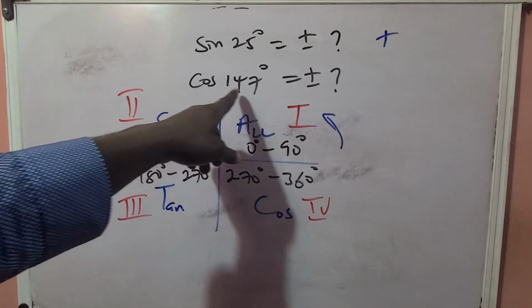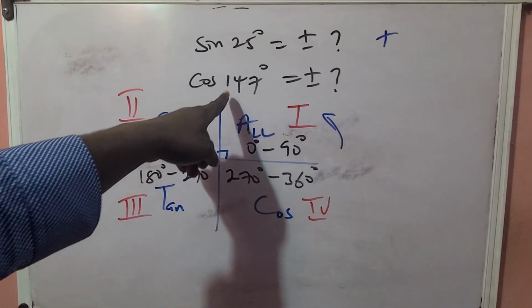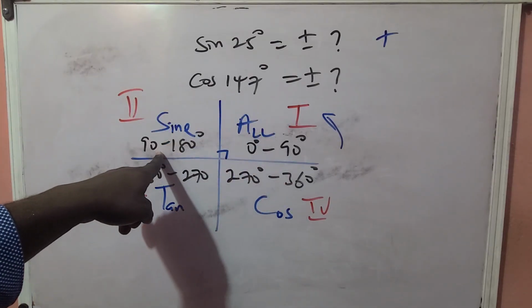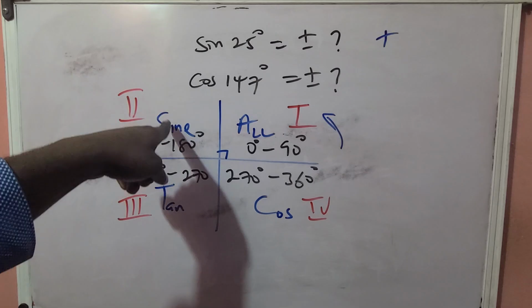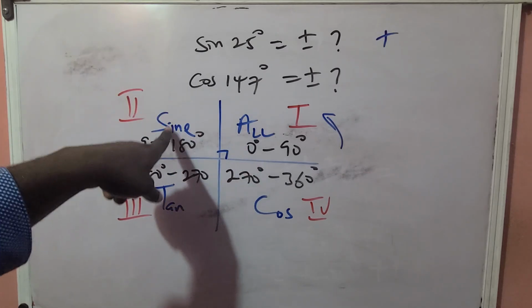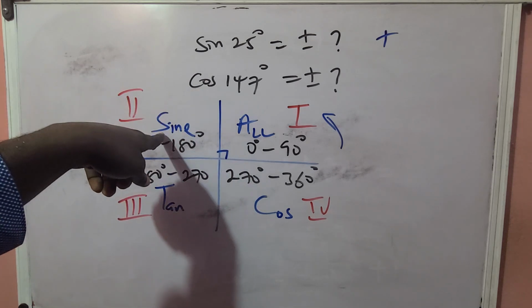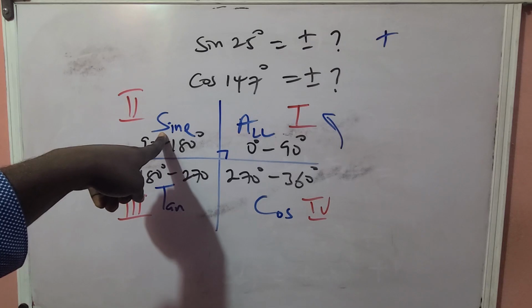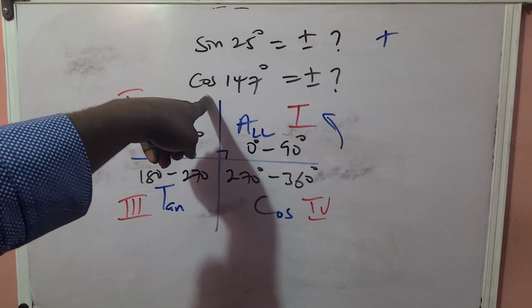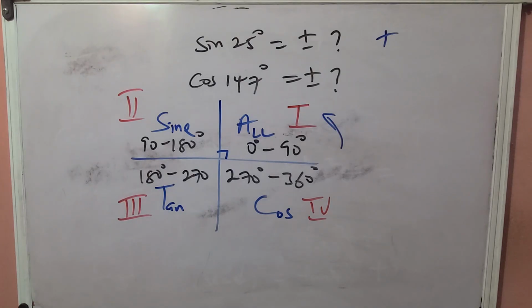Now, if you look at cos 147, in this case, 147 falls in the second quadrant. But in the second quadrant, we have only the sine being positive. So every other trigonometry ratio in this place is actually going to be negative. So that means cos 147, since it falls in the second quadrant, will obviously give me a negative answer.